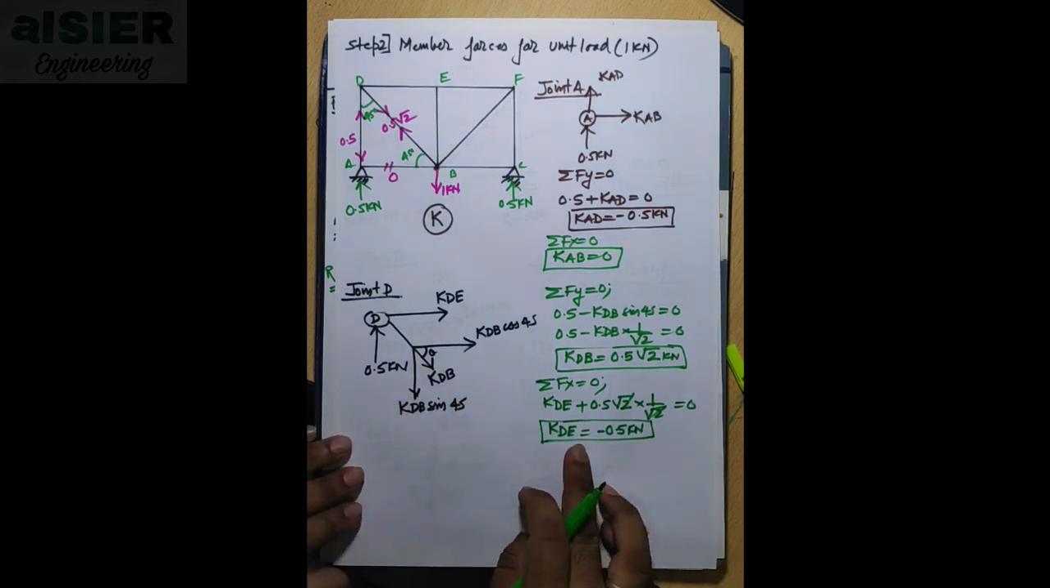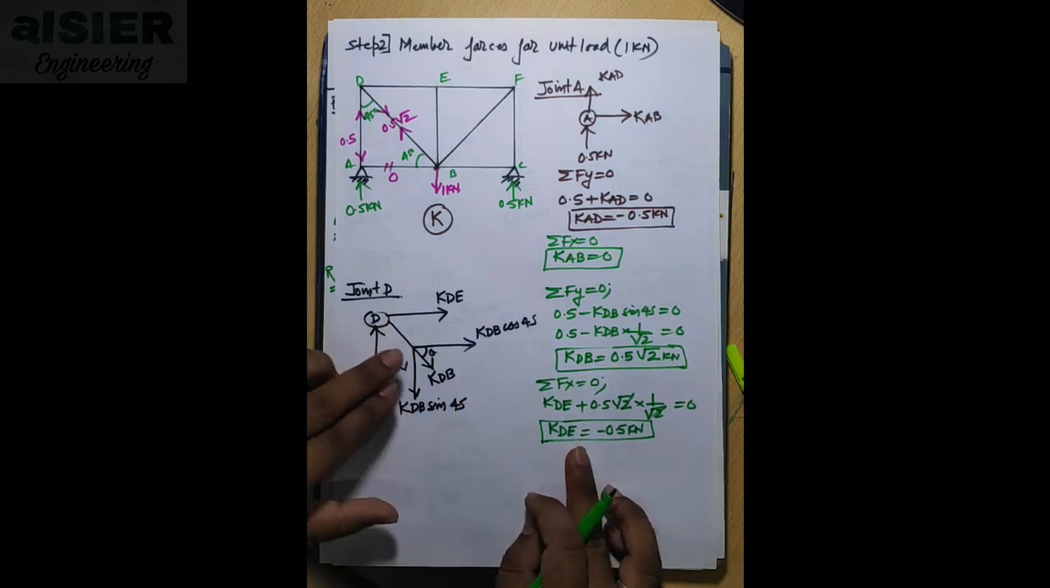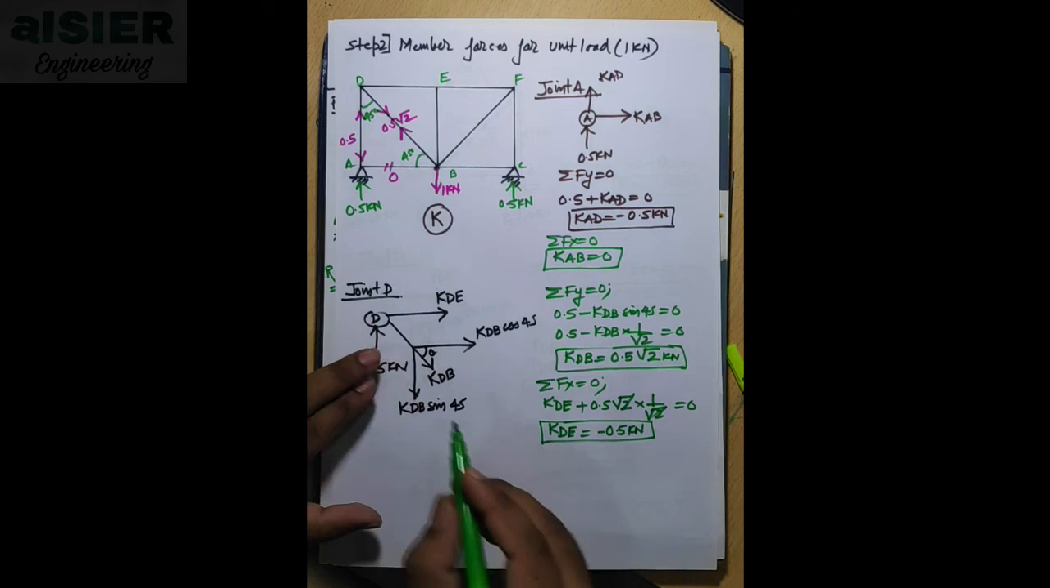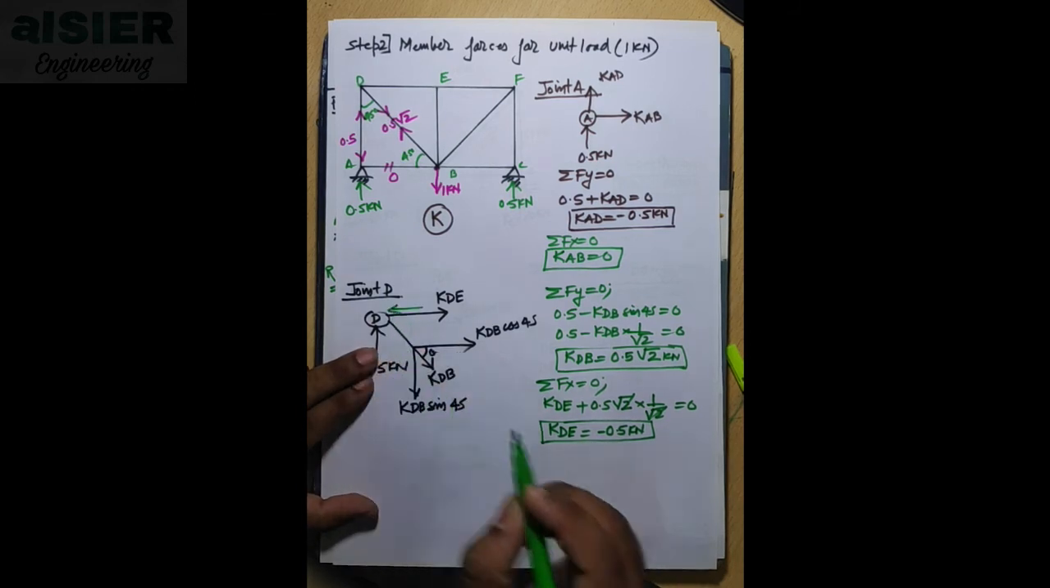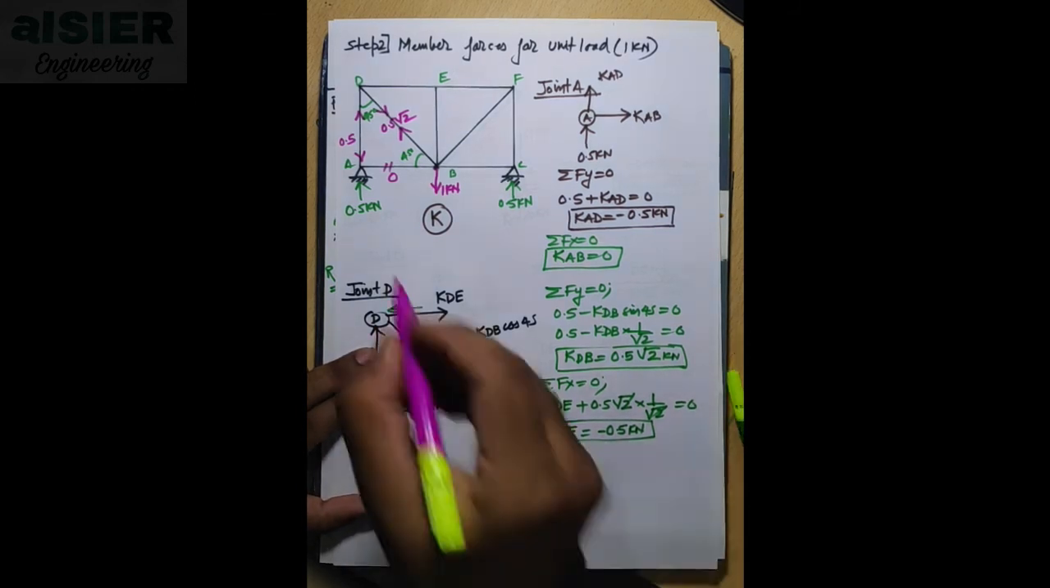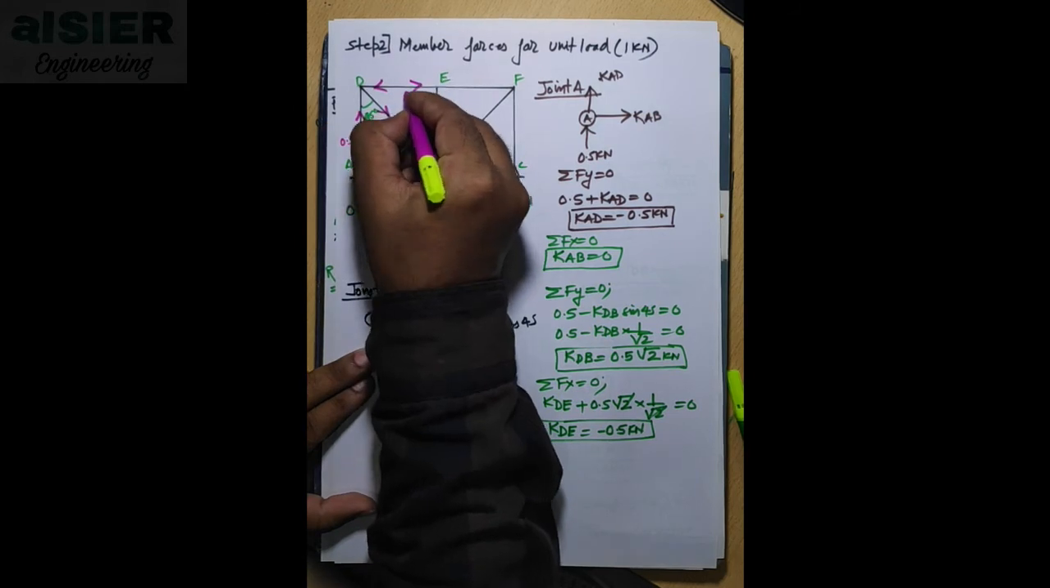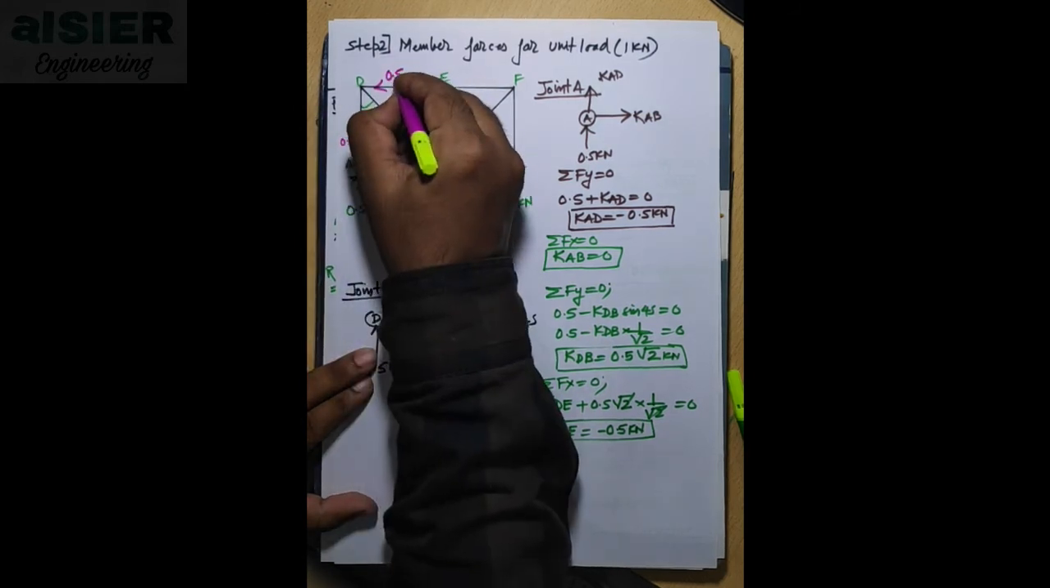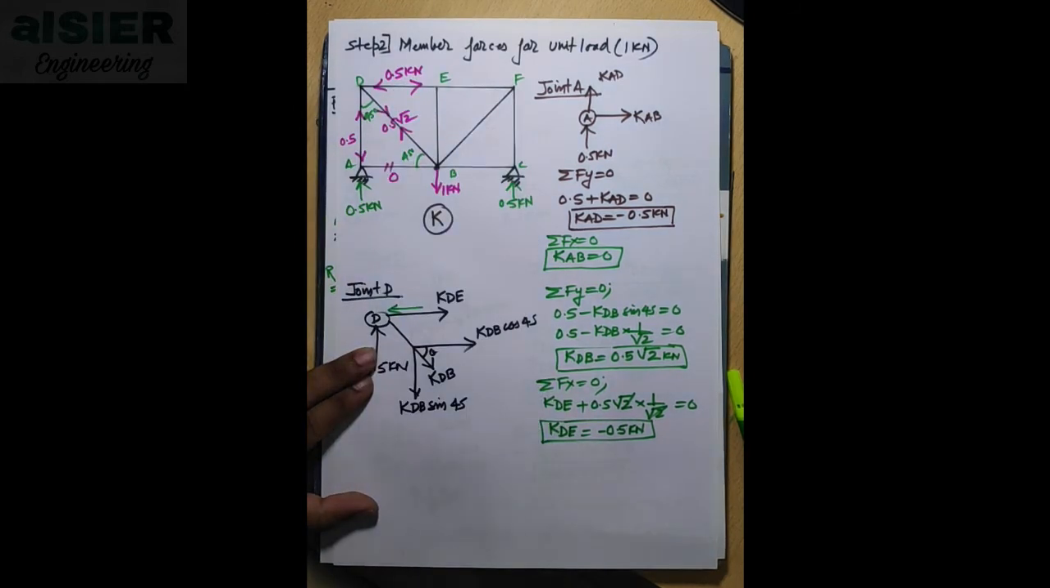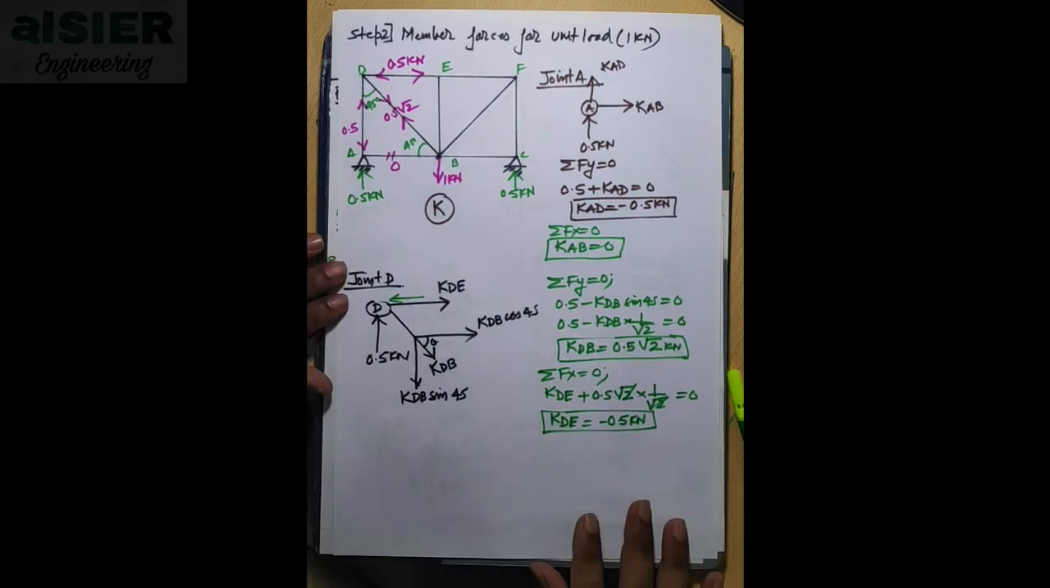Now this minus sign indicates that our assumption, we have assumed that it is away from joint, but it is not away from joint, it is towards joint. So we will mark it in the diagram. This is towards joint and this is 0.5 kilonewton. Okay. Now we will solve next joint, joint B.